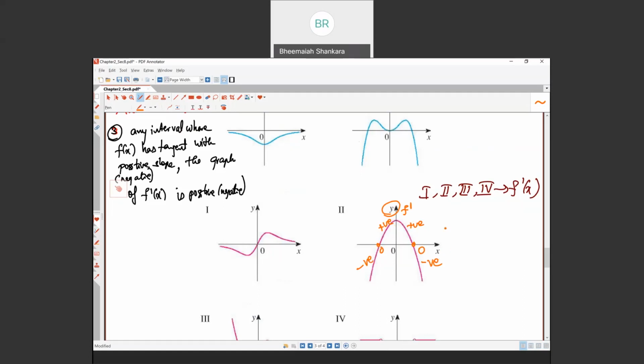So read the graph of this function from left to right in this direction. It is negative, 0, positive, 0, and then negative. So the first graph A matches with the f prime graph 2. This is your function graph, this is your derivative graph. A matches with 2.